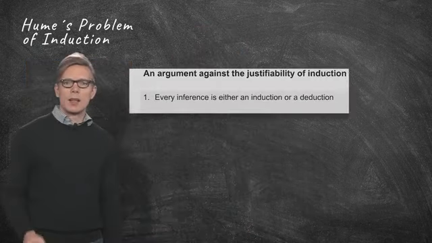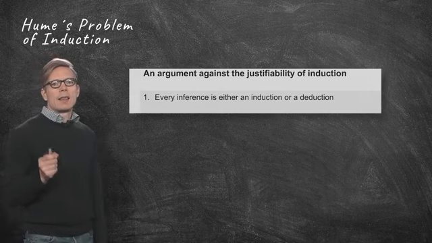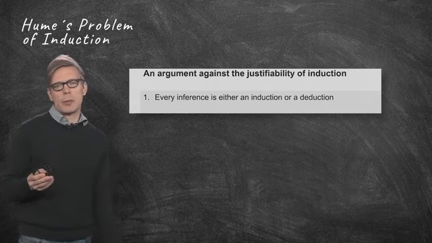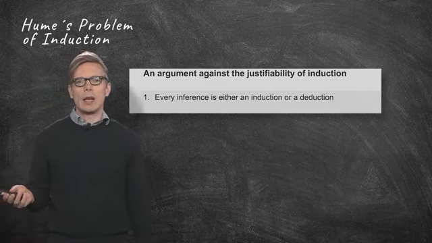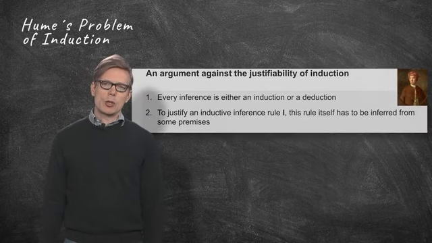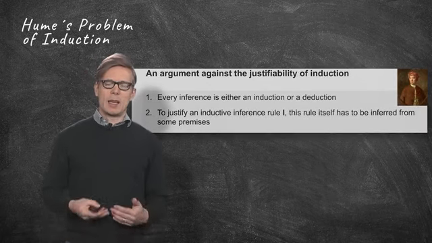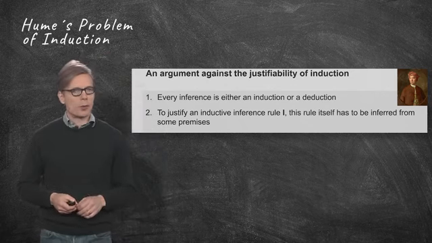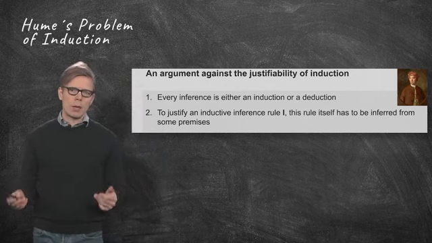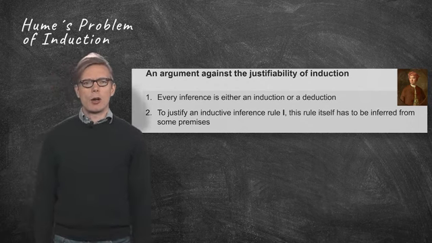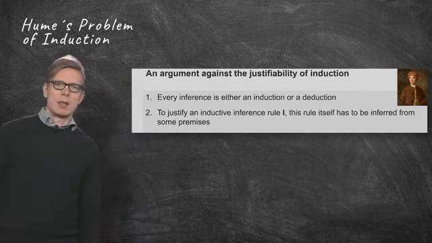Hume starts by assuming that there are only 2 kinds of inference, inductive and deductive. He uses these categories in pretty much the same way as I presented them earlier, so there's nothing surprising here. In a second step, Hume assumes that to justify any inference rule I, such a rule itself must be inferred from some premise. Again, this seems pretty plausible, as it is often claimed that all justificatory arguments take on the form of inferences.